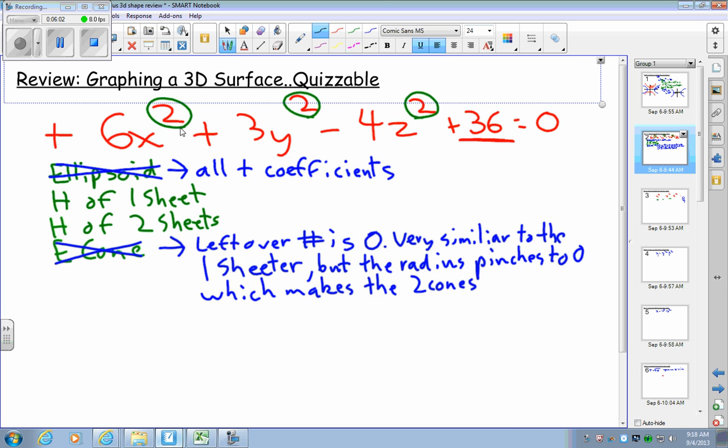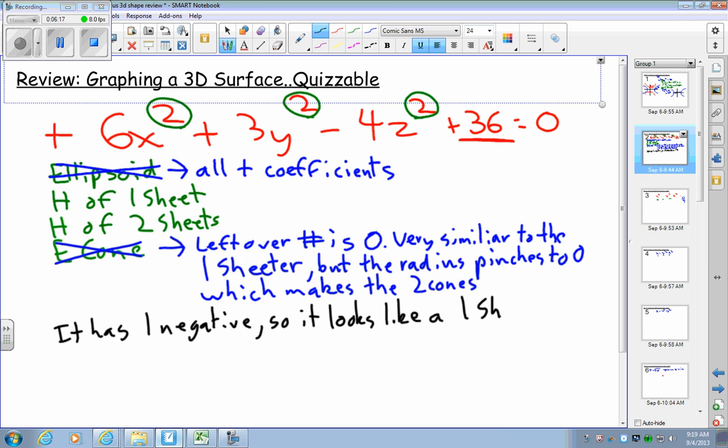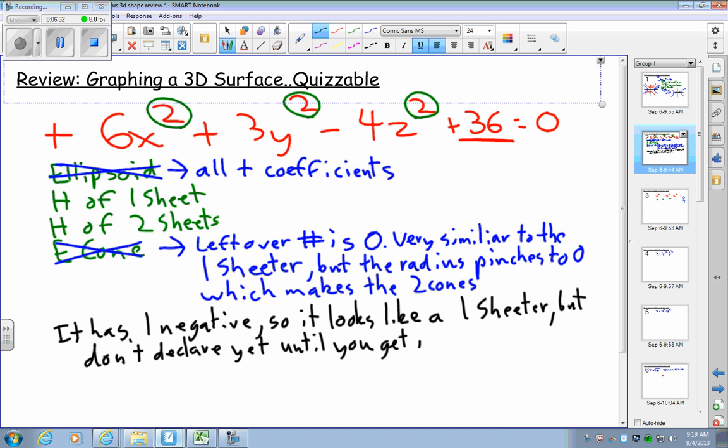So I'm going to tell you this up front. It has one negative, so it looks like a one-sheeter, but don't declare yet until you get it in the correct form.